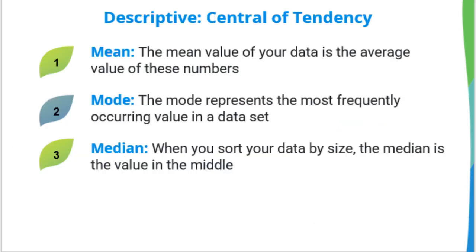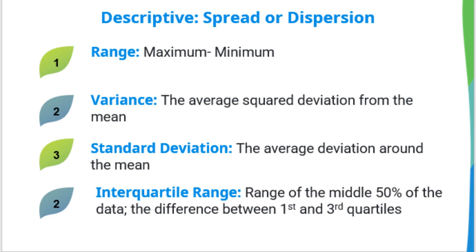Under descriptive, like I said before, we have the mean, the average value of the numbers, and the mode, which represents the most frequently occurring value in the data set. And the median: when you sort data by size, the median is the value in the middle. We also have descriptives for spread and dispersion. We have maximum and minimum, and the range is when they are subtracted. We have variance, the average squared deviation from the mean, and standard deviation, the average deviation around the mean. We have the interquartile range of the middle 50% of the data, the difference between the first and third quartile.